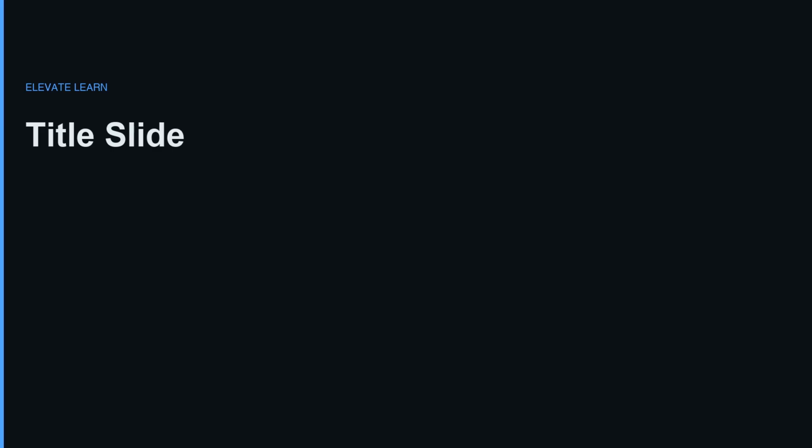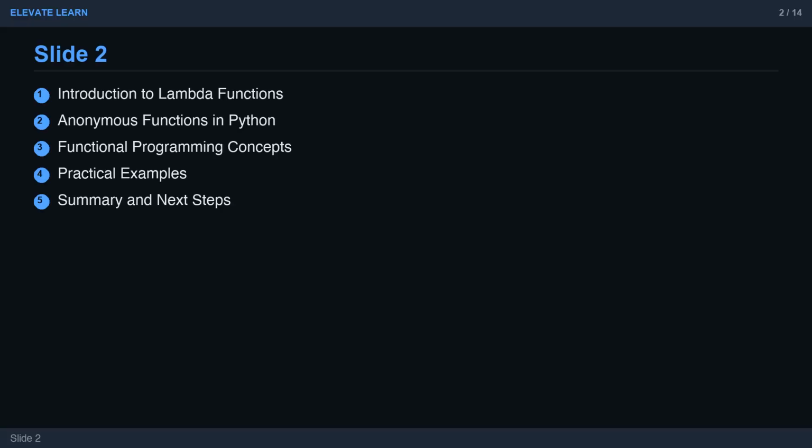In this tutorial, we'll be diving deep into Python's Lambda functions and functional programming concepts. We'll cover the basics and then move on to some practical examples. We'll start by introducing Lambda functions, then move on to the concept of anonymous functions in Python. After that, we will cover functional programming concepts and apply them with some practical examples. Finally, we'll summarize what we've learned and discuss next steps.